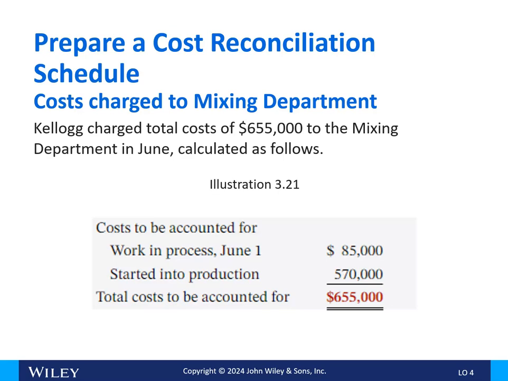Now we'll look at the cost reconciliation schedule. The cost charged to the mixing department: they charged a total of $655,000 to the mixing department. So we had 85,000 work in process June 1st, 570 started in production, so we had total cost of 655,000.